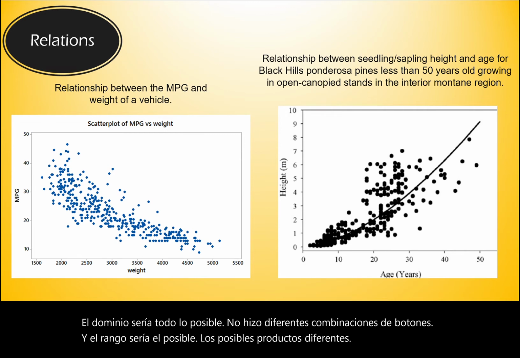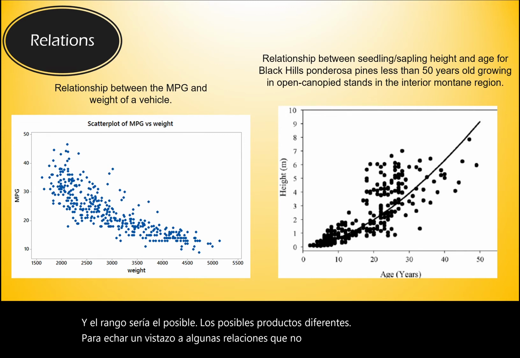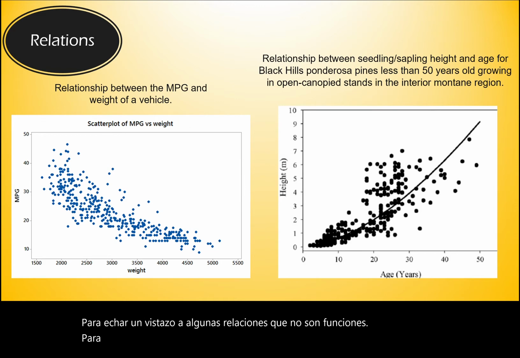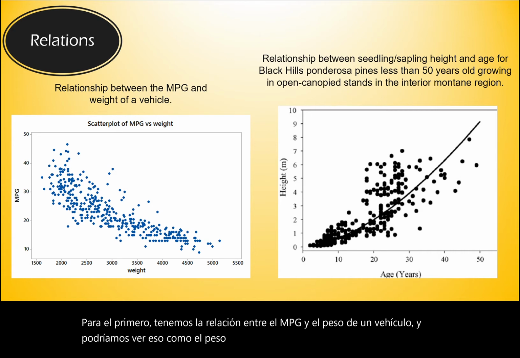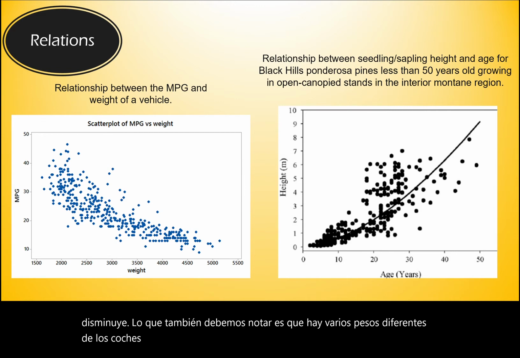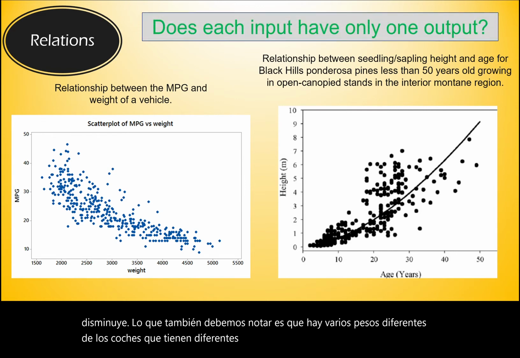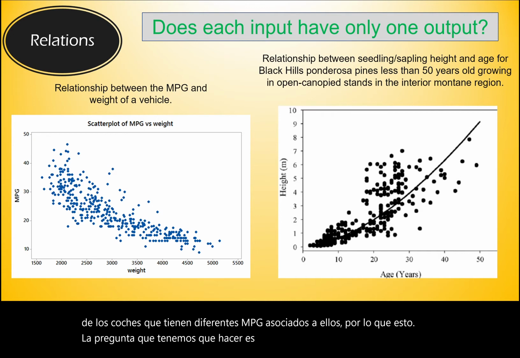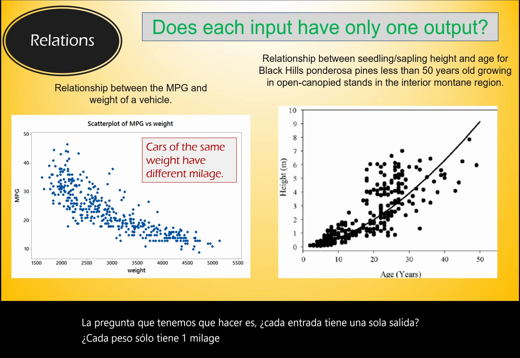To take a look at some relations that are not functions, for the first one, we have the relationship between the miles per gallon and the weight of a vehicle. We could see that as the weight of the vehicle increases, the miles per gallon decreases. What we should also notice is that there are several different weights of cars that have different miles per gallon associated with them. So the question we have to ask is, does each input have only one output? Does each weight only have one mileage? The answer is no, because cars of the same weight have different mileage.